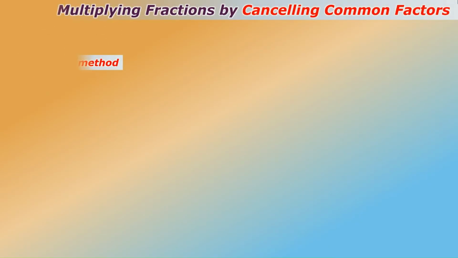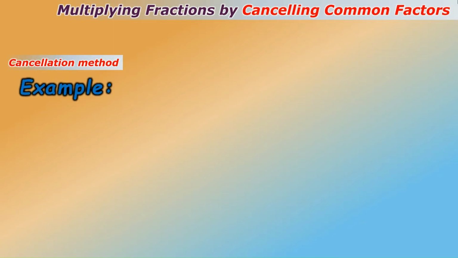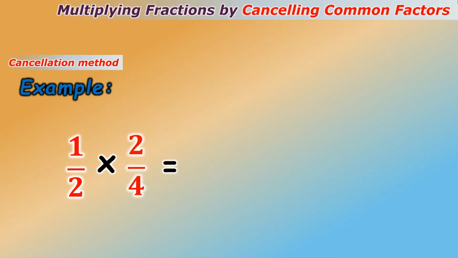This time, let's multiply fractions by canceling common factors, or in other words, the cancellation method. Example. 1/2 times 2/4. There are two ways to solve this problem. One, we can cancel, divide out, common factors before we multiply. The other way, we can reduce the result to lowest terms. Yet, this can make us tired, especially if given large numbers in the problem. To multiply fractions by canceling common factors, divide out factors that are common to both numerator and denominator. The factor being divided out can appear in any numerator and any denominator.